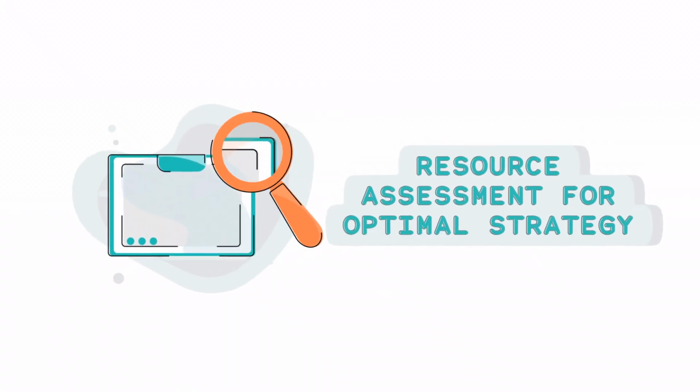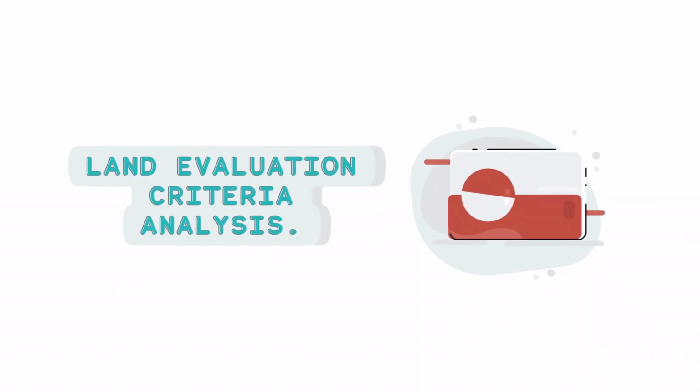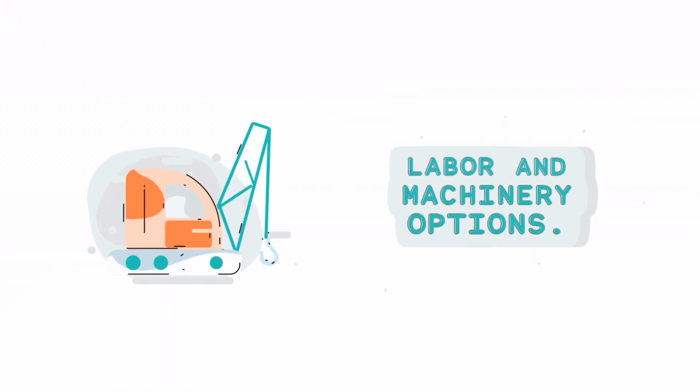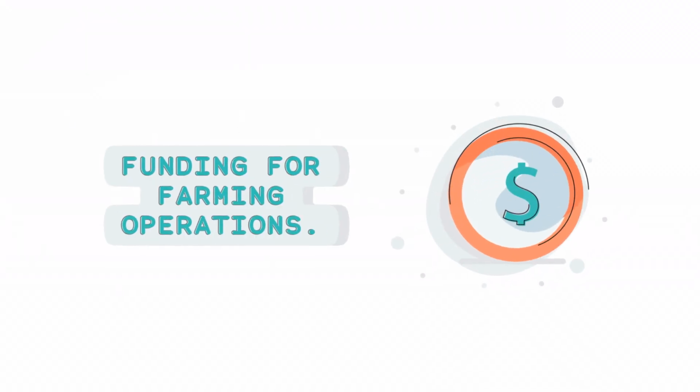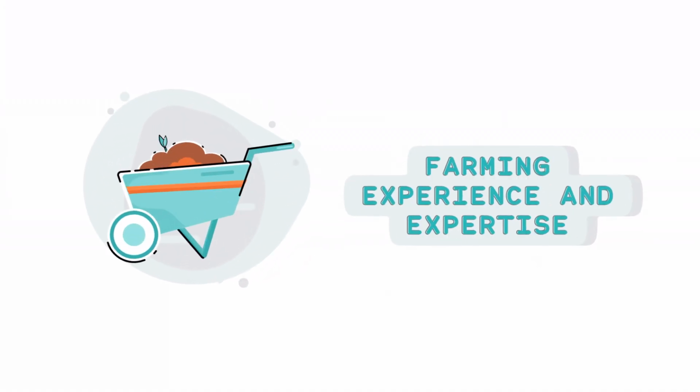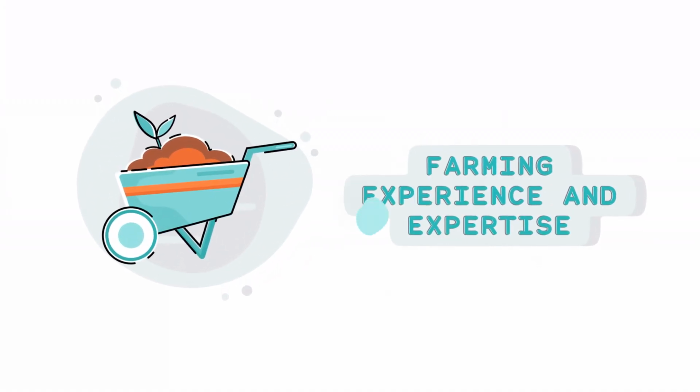2. Assess your resources. Land, size, quality, and location. Labor, available family labor, hired help, or machinery. Capital, financial resources for equipment, seed, livestock, and operating costs. Knowledge and skills, your farming experience and expertise.